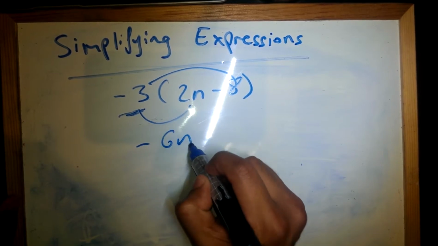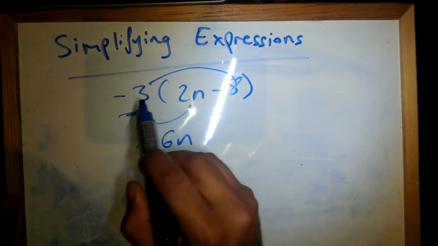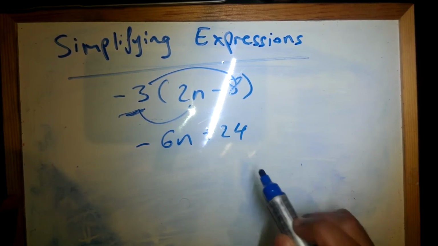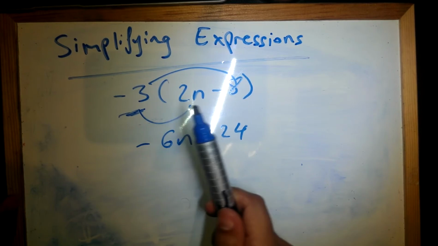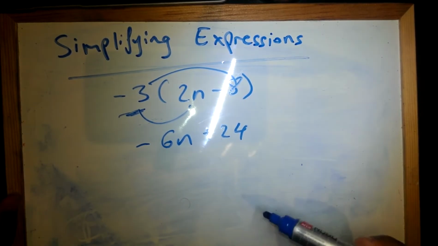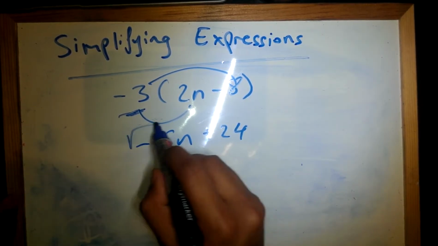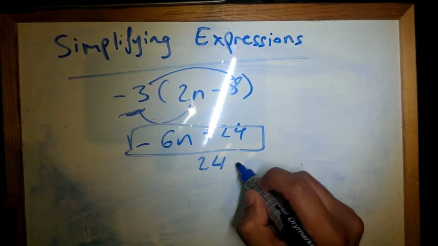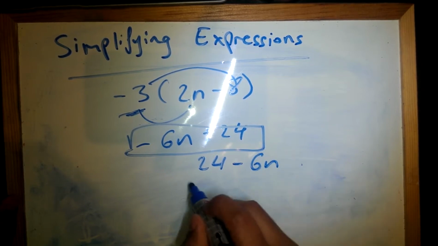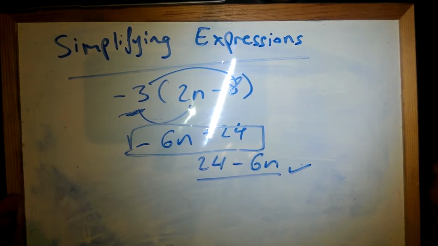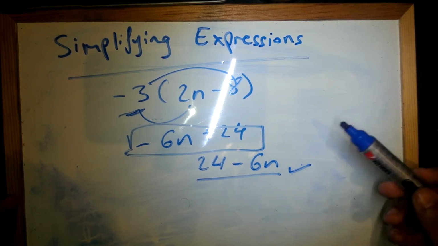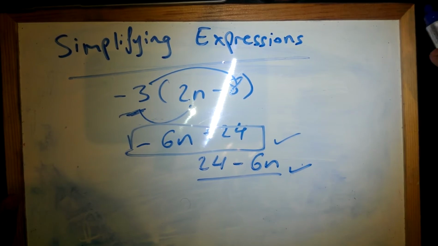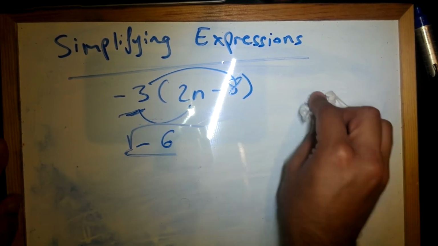So we have minus 6n. And then you have minus 3 times minus 8, which is a plus 24. Remember, when two minuses are multiplying each other, we get a positive. And as I said earlier, this answer is perfectly correct. However, maths geeks do prefer that. But it does not mean that one is wrong and one is right. These are both perfectly correct ways of showing your answer.